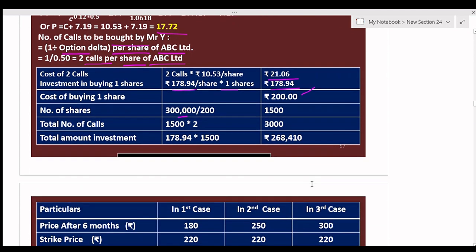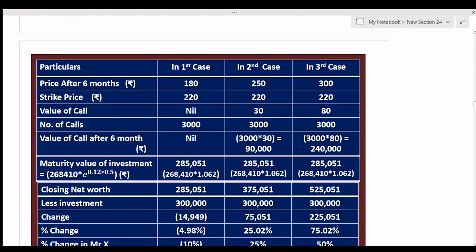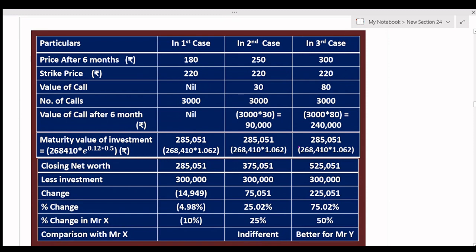Number of shares, 3 lakh divided by 200 is equal to 1500. Total number of calls will be 1500 into 2 is equal to 3000. And total investment is equal to 178.94 into 1500. It will be 2,68,410. Now there are 3 cases, 180, 250 and 300.